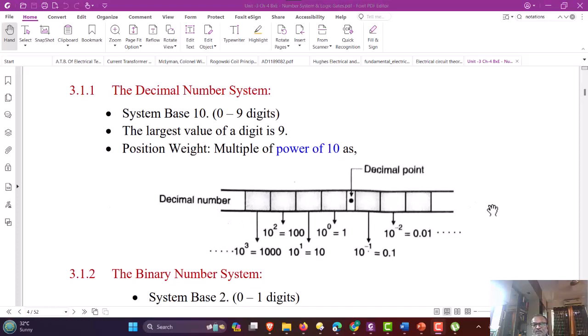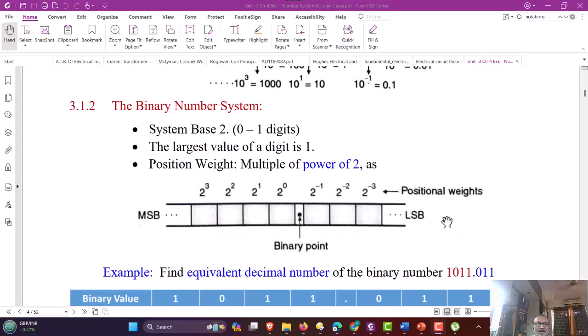On the right side of the decimal point, it is the fractional portion. The first position has weight 10 raised to minus 1. The second position has weight 10 raised to minus 2. The third position has weight 10 raised to minus 3, and so on.